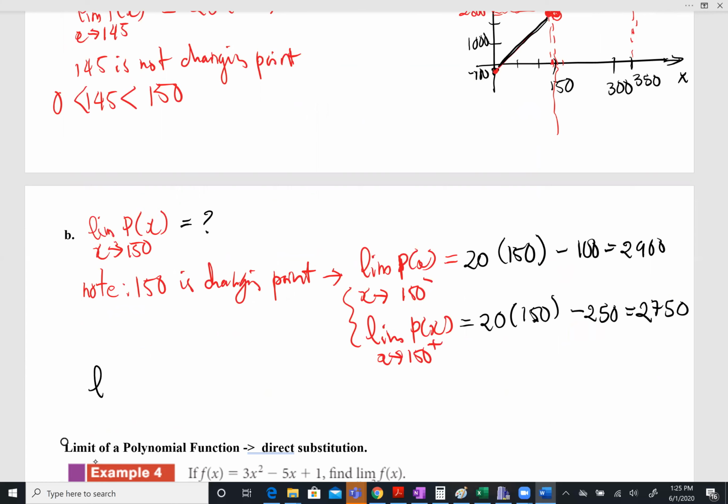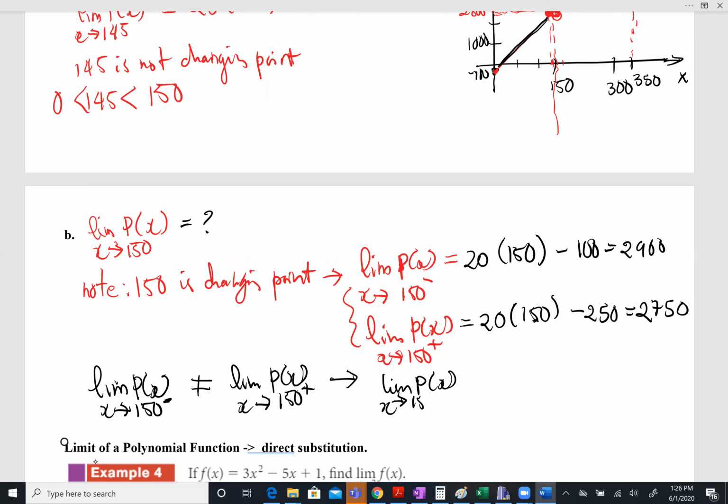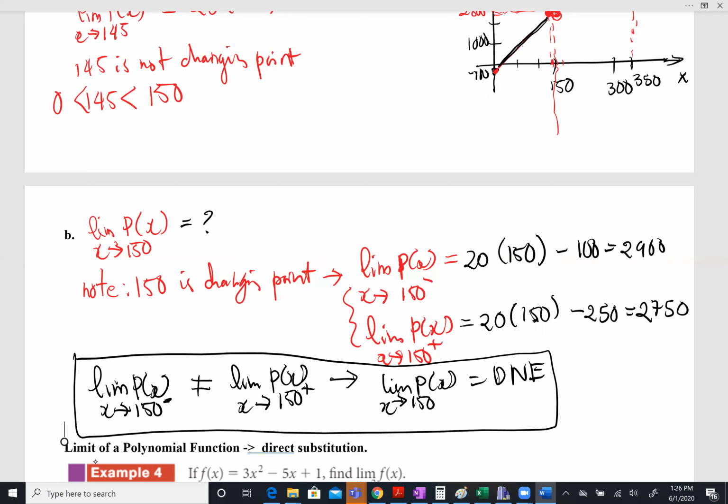So I'm going to say the limit of p(x) when x goes to 150 from the left is not equal to the limit of p(x) when x goes to 150 from the right. So the limit of p(x) when x approaches 150 does not exist. So remember this.